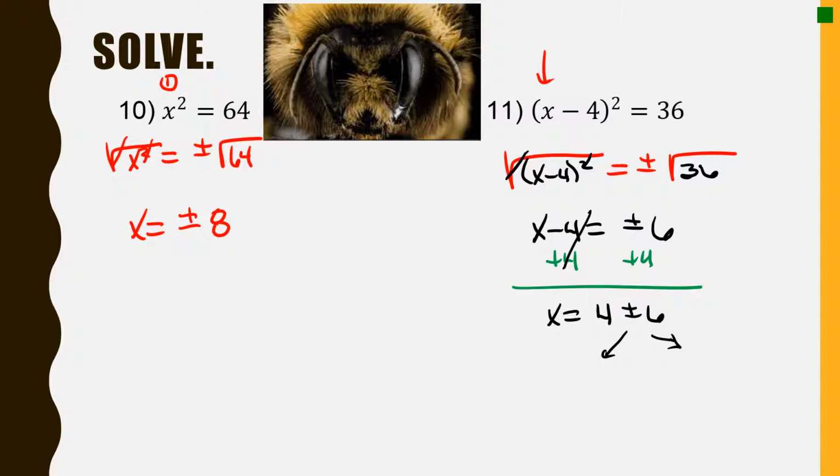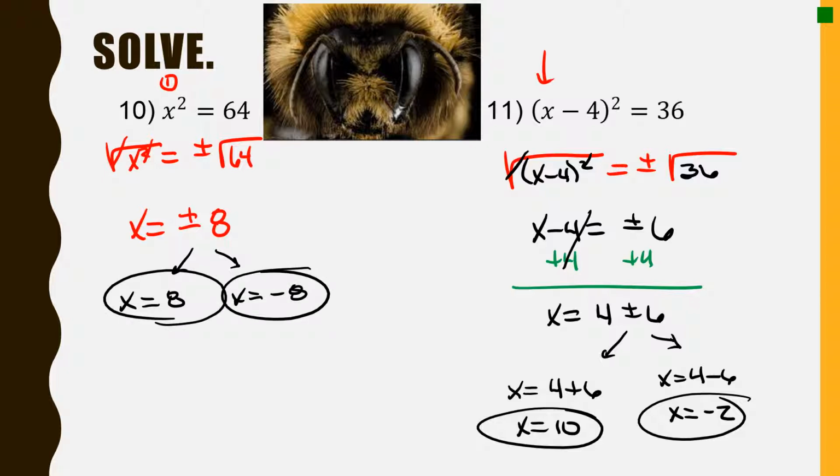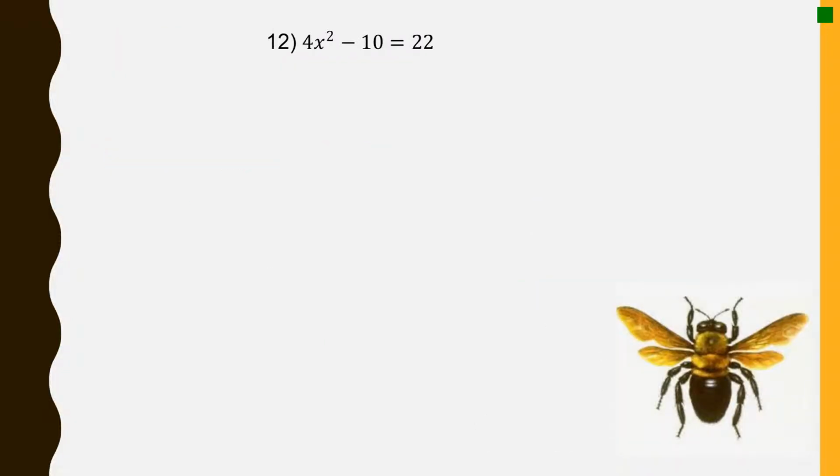I have to take the two roads. If I take the positive road, 4 plus 6 is 10. If I take the negative road, 4 minus 6 is negative 2. Notice I get two answers. This is really two answers too. This is 8 and negative 8. All right? Quadratics, that little square tells you you're going to get two answers.